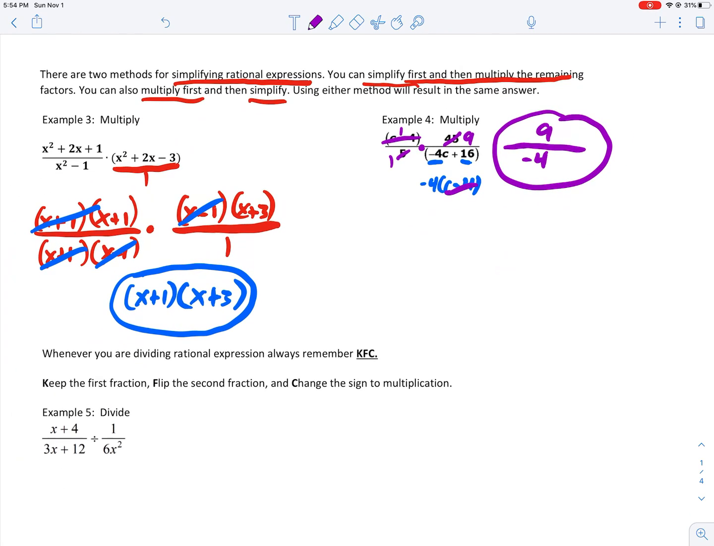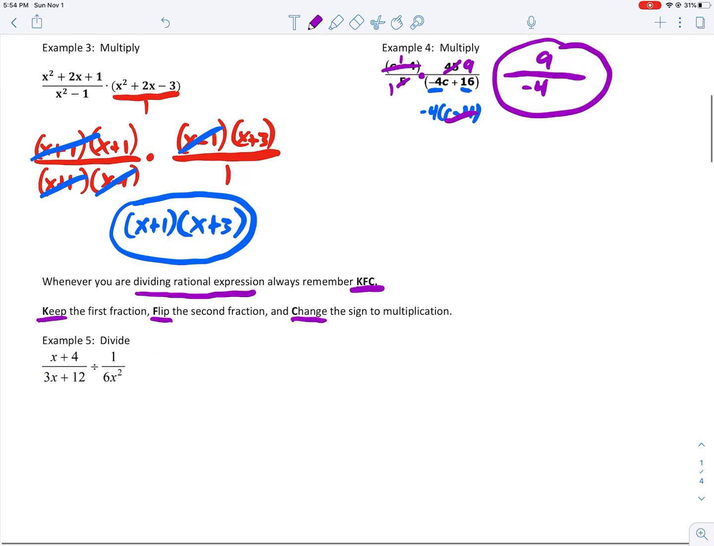Now, when we're dividing rational expressions, we want to remember the phrase KFC. So keep the first fraction, flip the second fraction, change the sign to multiplication. So realistically, you're never going to do division. So think back to the days when you had 1/2 divided by 1/3. How would you do that? You would keep the first fraction, take the reciprocal, change the sign to multiplication. So that's what we're doing here. Just a little bit more complex because we're working with polynomials.